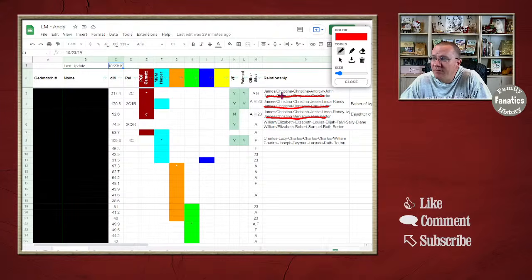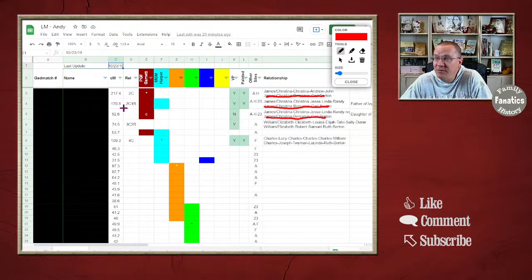And what we have is we can see that, hey, this person is related to this Christina, who is the daughter of James and Christina, through Andrew. This person is related through Christina through Jesse. This person actually happens to be the daughter of this other person up here. So I really have two lines represented.